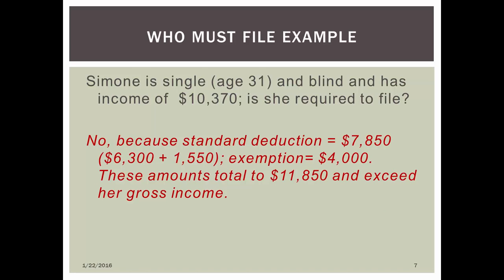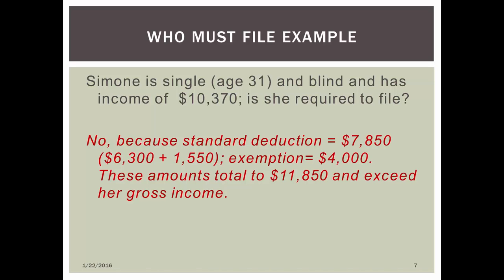Simone is single. She's 31 years old. She's blind. She has income of $10,370. Is she required to file? So let's first take a look at calculating this without the use of the charts. We're going to figure out her standard deduction and her exemptions. We're going to add those together and see if she makes more than that amount.